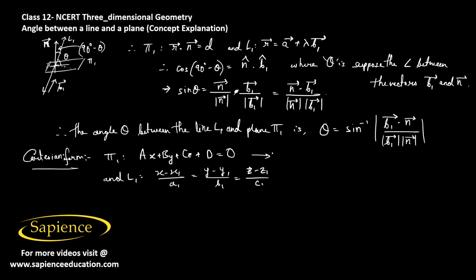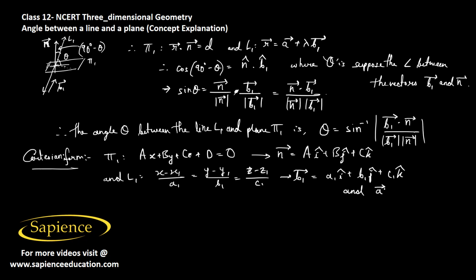Then obviously the normal vector to the plane pi 1 will have the direction ratios a, b, and c. Therefore, n vector can be written as a i cap plus b j cap plus c k cap. And the vector b1, which is parallel to the line L1, will be given as a1 i cap plus b1 j cap plus c1 k cap. And the a vector, which is the position vector of the point on the line L1, will be obviously x1 i cap plus y1 j cap plus z1 k cap.